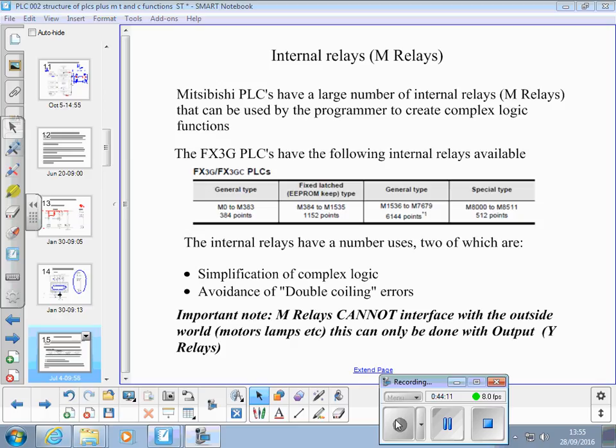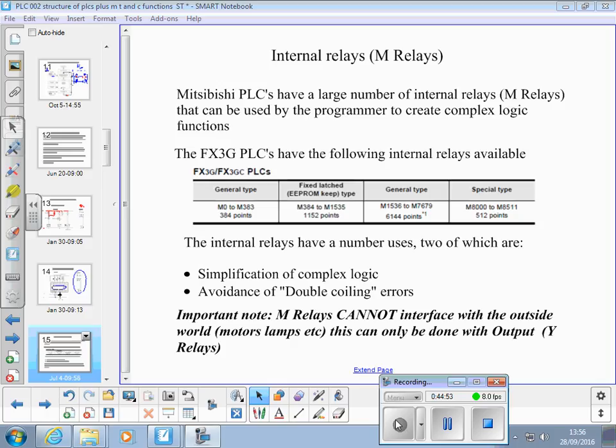Internal relays, M relays. Mitsubishi PLCs have a large number, and other manufacturers do, of internal relays or M relays. They're internal logic, they have absolutely no connection with the outside world. You can't use them to directly turn motors, valves, lamps, and so on on and off. You use them indirectly because you use M relays to switch Y relays, but only the Y relays will actually turn the real outputs on and off. There are 384 points between M0 and M383.